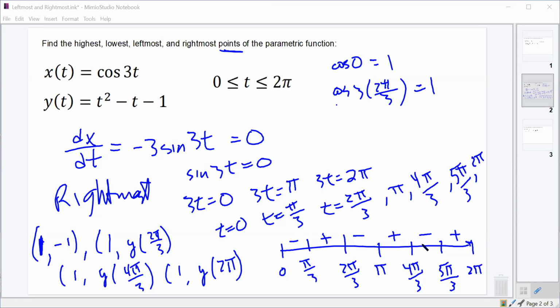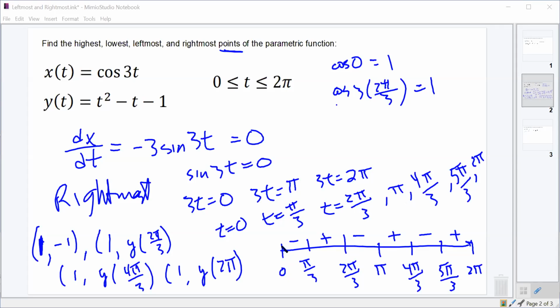Yeah, Molly, so you always test the endpoints no matter what, but also the other reason is because that's a place where the derivative was equal to 0. Yeah, normally you need to plug the t's into y of t. Yes, Nick and Molly, does that make sense? 1, because it's an endpoint, and 2, because it's a place where the derivative is equal to 0.